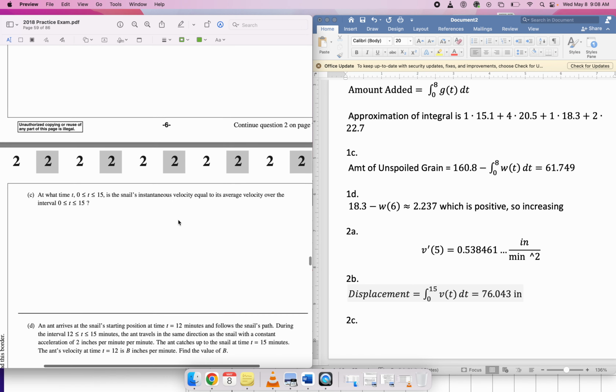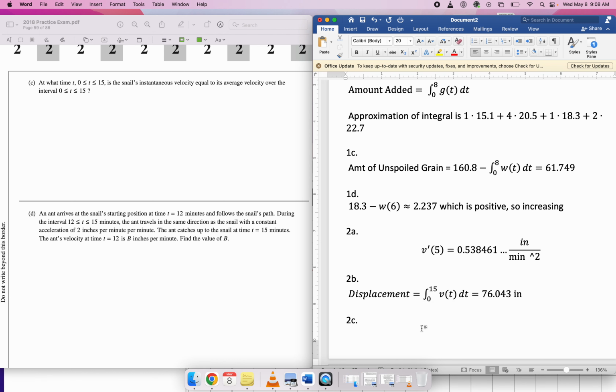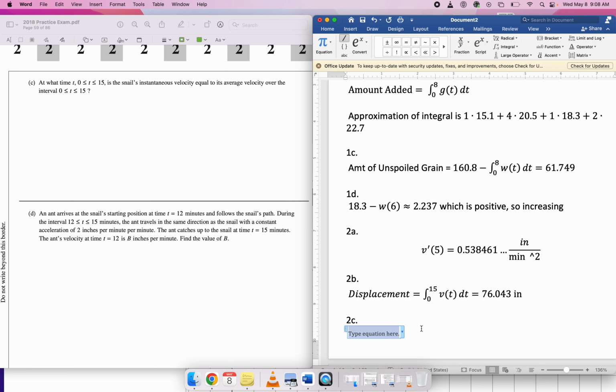2c. At what time t between 0 and 15, is the snail's instantaneous velocity equal to its average velocity over the interval 0 to 15? A little bit like a mean value theorem kind of question. So the average velocity over the interval 0 to 15 would be what?